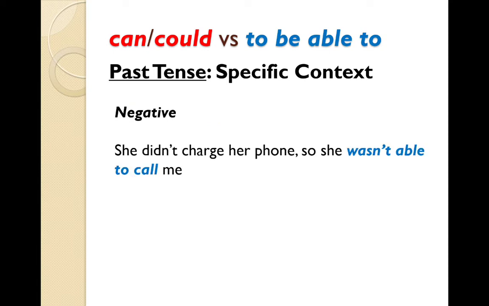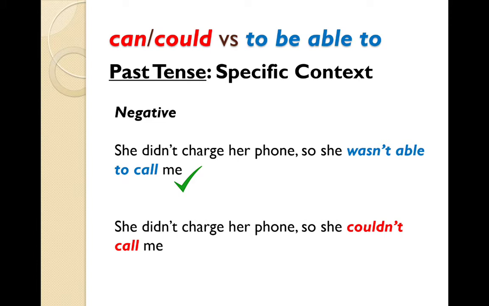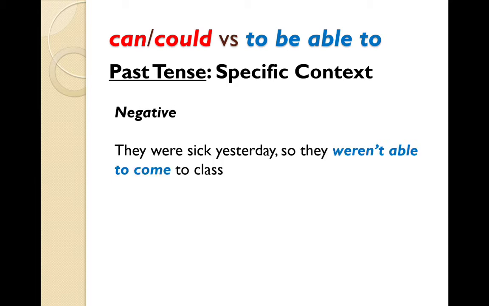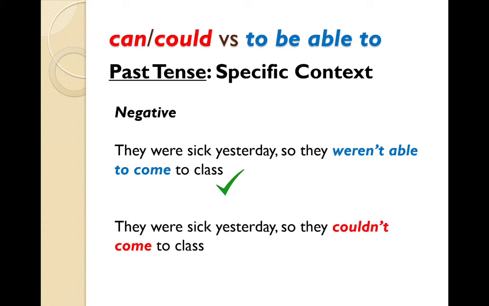She didn't charge her phone, so she wasn't able to call me. And here we're referring to one specific context, not a general ability. Now this is correct: she didn't charge her phone, so she couldn't call me. Also correct. Let's look at another negative example. They were sick yesterday, so they weren't able to come to class. Correct. They were sick yesterday, so they couldn't come to class. Also correct.